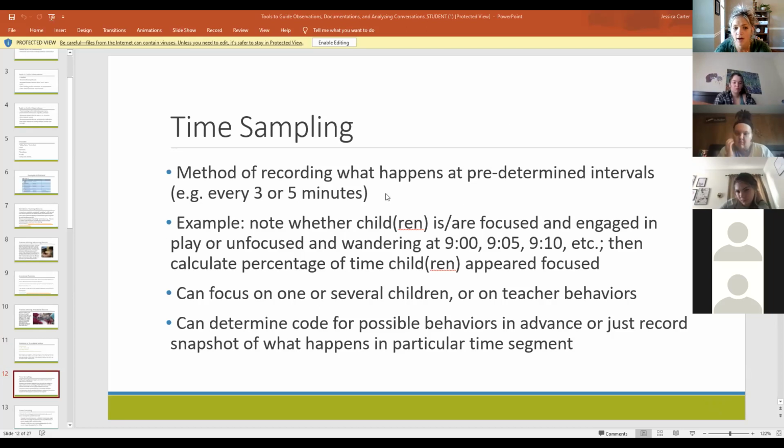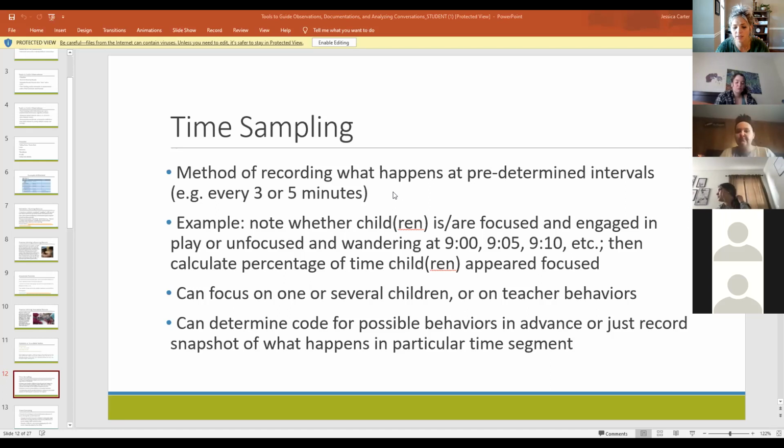wandering around the room, not engaged. And so, you might have columns: focused or engaged, unfocused, not engaged. And then you would have a column for your different timestamps. And then again, you would just check, is this happening? Is it not? That's a time sampling observation of children.